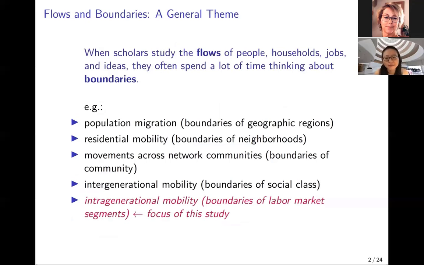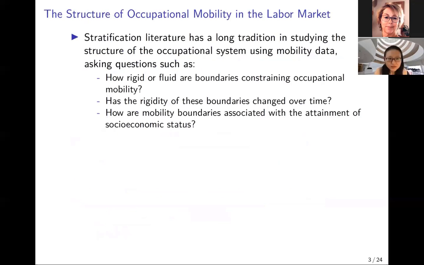In this study, I'm going to focus on the case of intra-generational mobility. The boundaries segment the labor market into clusters that contain the mobility of workers as they navigate their careers. This is of course important for understanding the structure of the stratification system and the structure of the labor market. So stratification scholars often ask how rigid or fluid these boundaries are in constraining occupational mobility, or whether the rigidity, the strength of these boundaries, has changed over time.